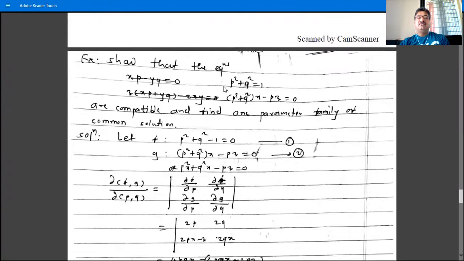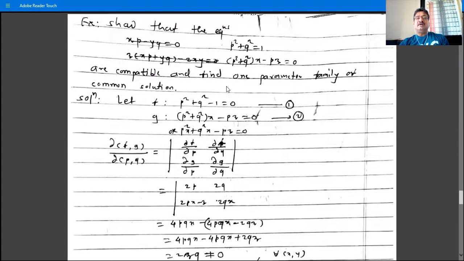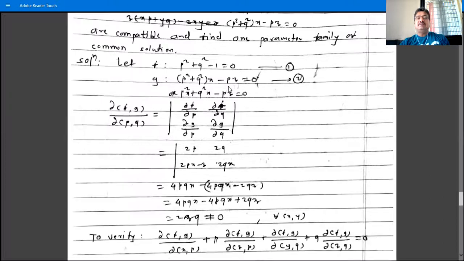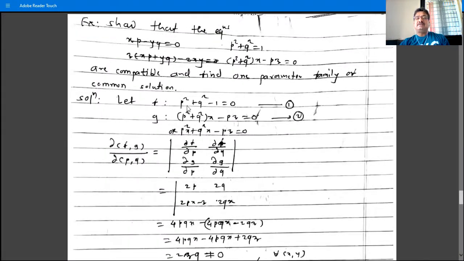Okay, so we know that when the system of equations is compatible, suppose this is equation number 1, p² + q² − 1 = 0, and this is equation number 2, p²x + q²x − pz = 0, denoted by small f and small g. This equation number 1 is f and this is g. After simplification, we have p²x + q²x − pz = 0. This is equation number 2.